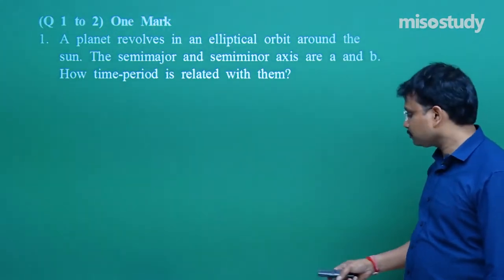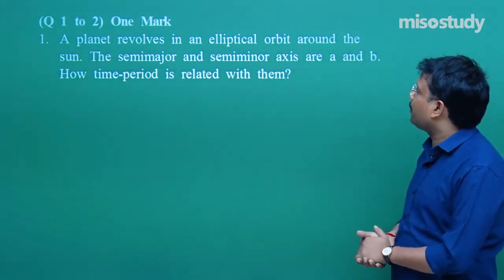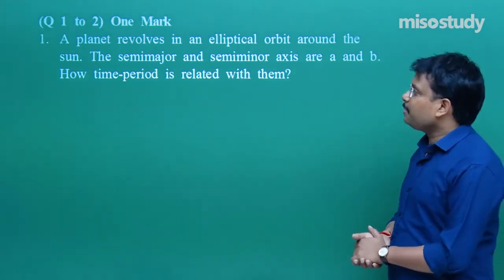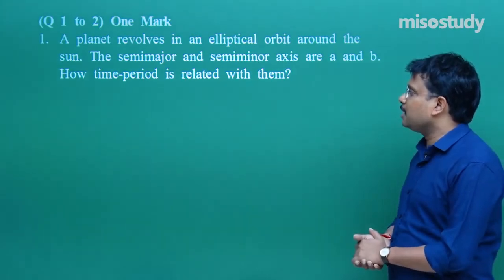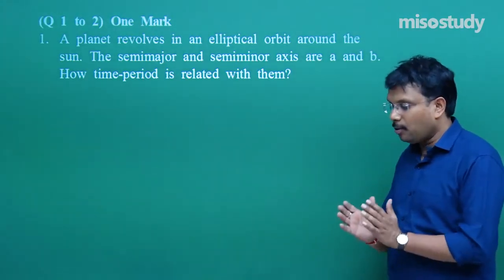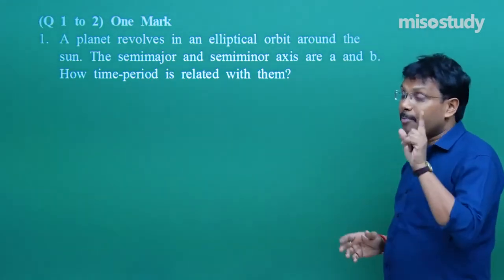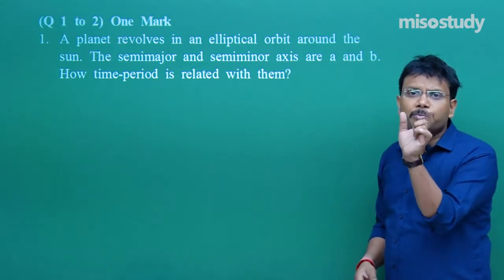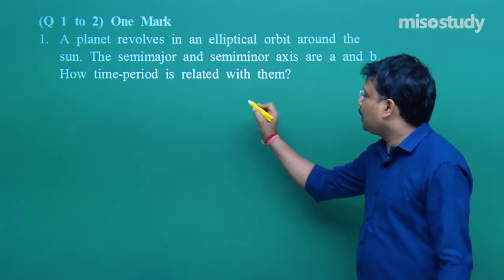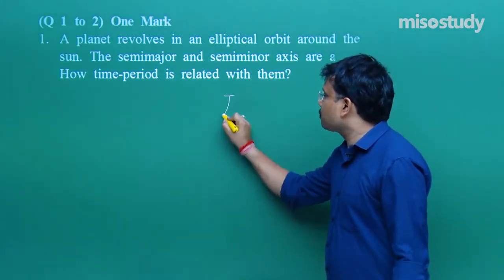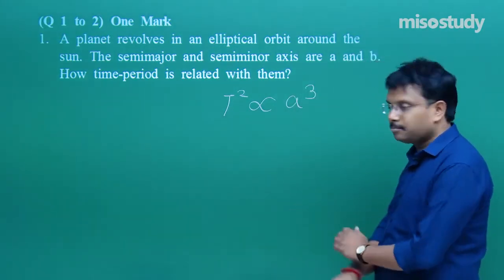Fine, this way. So, here the question is, a planet revolves in an elliptical orbit around the sun. The semi-major and semi-minor axes are A and B. How is the time period related with them? Now, ideally the answer of this question should be, because it is for 1 mark, just 1 or 2 words. So, here the answer should be that T square is directly proportional to A cube.